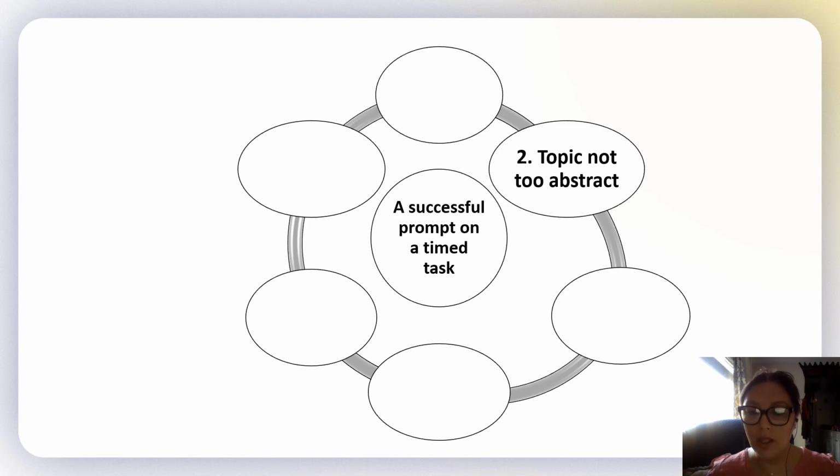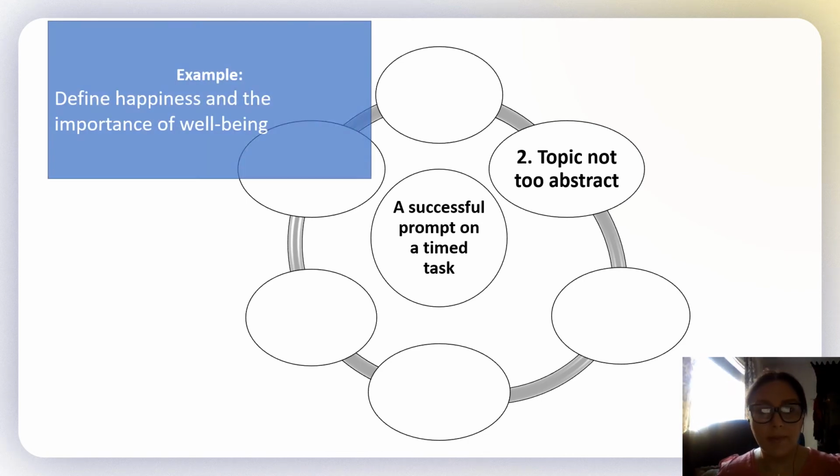Okay, moving on to another characteristic, which is a successful prompt should have a topic that's not too abstract. And this again goes in line with the idea of being fair to our test takers. We want to ensure that they have something to say about the topic, and abstract topics are usually very hard to write about. So an example of an abstract topic would be something like define happiness and the importance of well-being. A very abstract topic which might work for a philosophy class, but not on a second language timed task for people who have English as their second language.